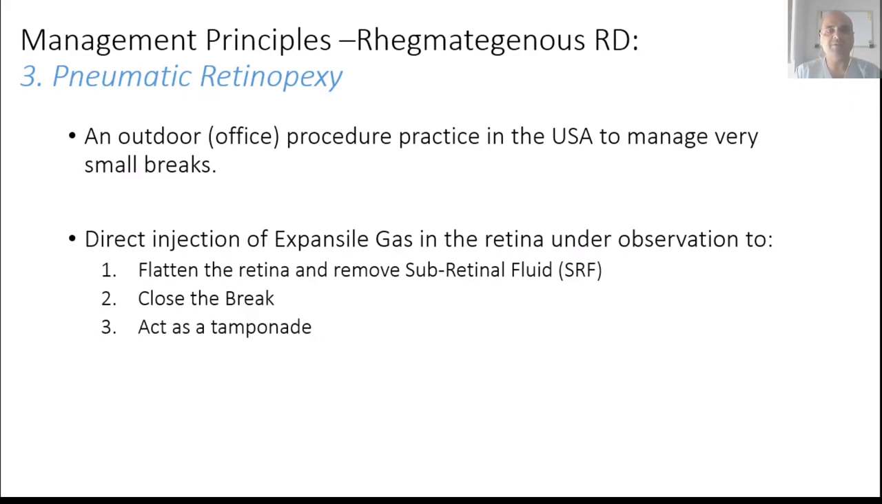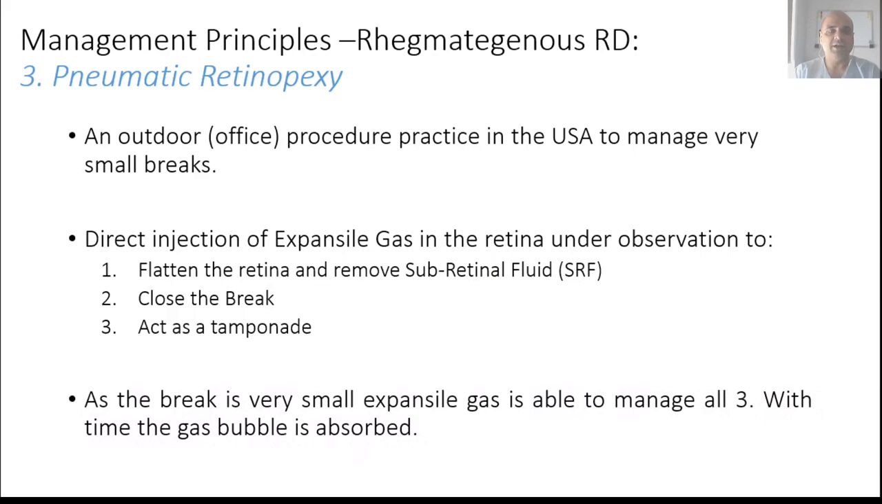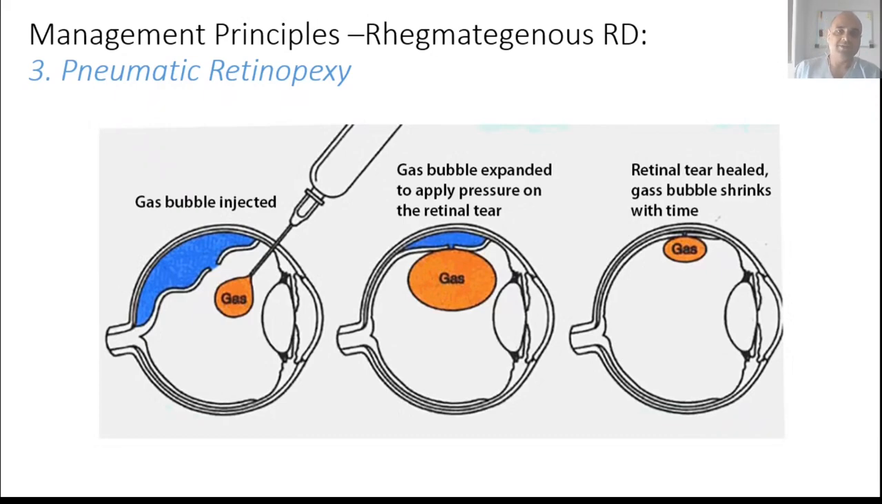It's an all-in-one thing because the break is so small and the surgeon is so sure that if he injects that bubble of air, it is going to press against the retina, remove the fluid, seal the break, and also act as a tamponade. It needs to be a small break, manageable by the air bubble. This is the bubble which expands and closes the break, but before that it removes all the SRF. With time, as the break is sealed, by that time the bubble is already gone. In this picture, a break is referred to as a tear. A tear may also be called a hole. So break, tear, hole, all represent the same thing.